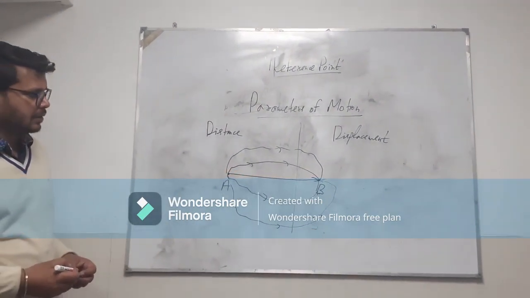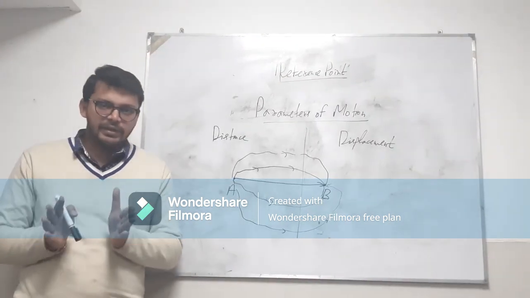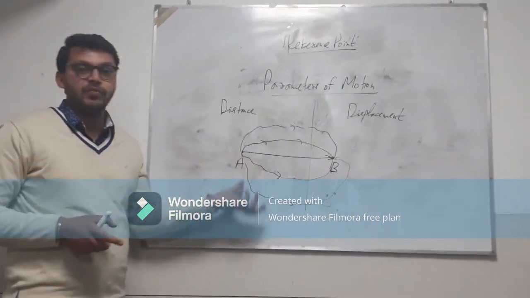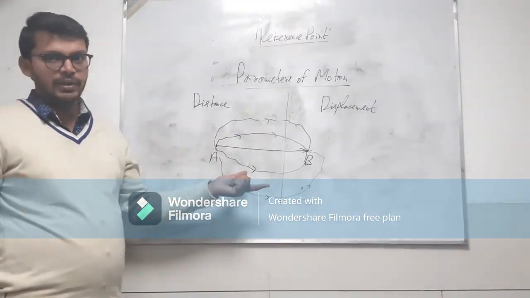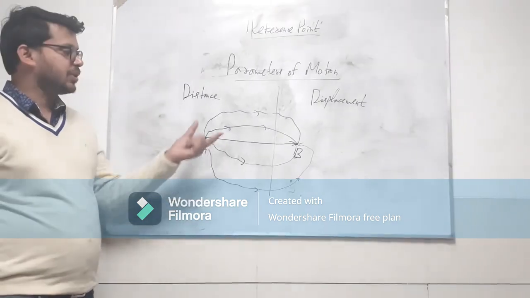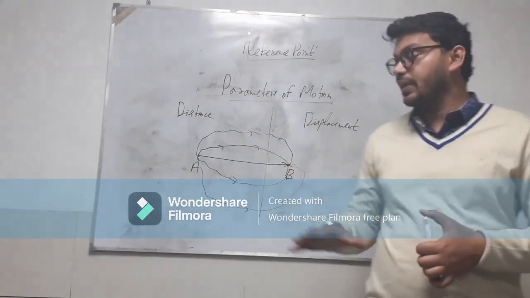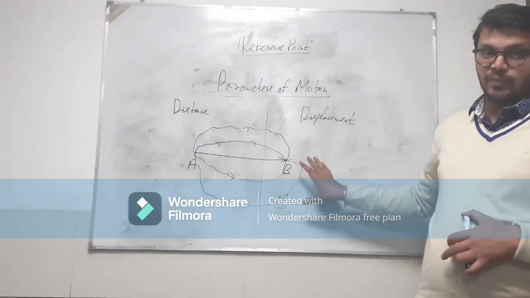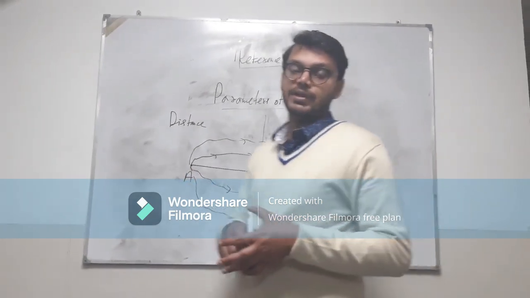See, to reach B from A, there are an infinite number of ways. If I want to reach B, there are infinite ways to reach B. So if there are infinite ways to reach B, that means there are infinite distances. I can reach B from A in an infinite number of distances.